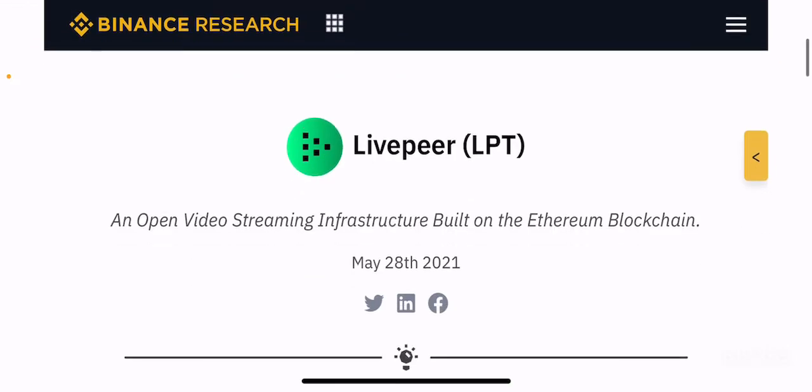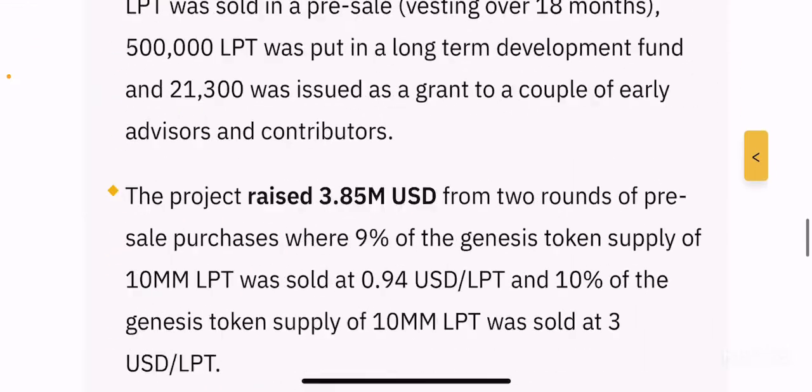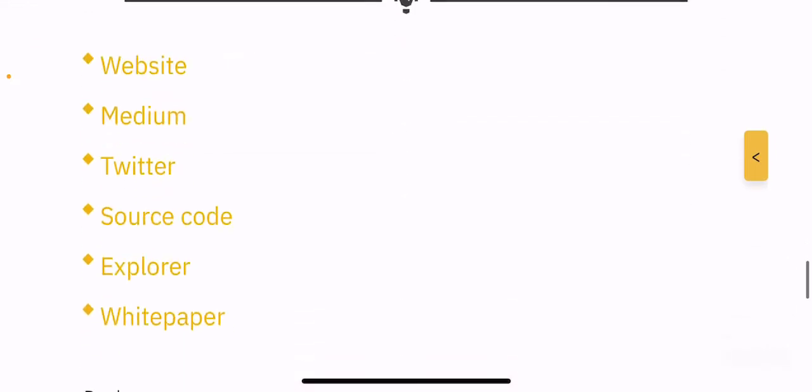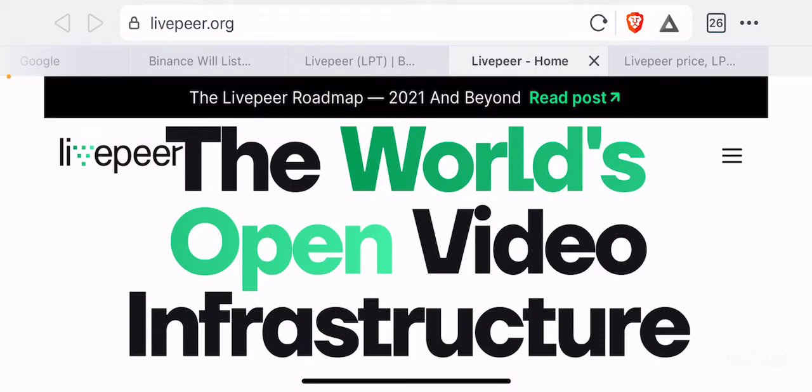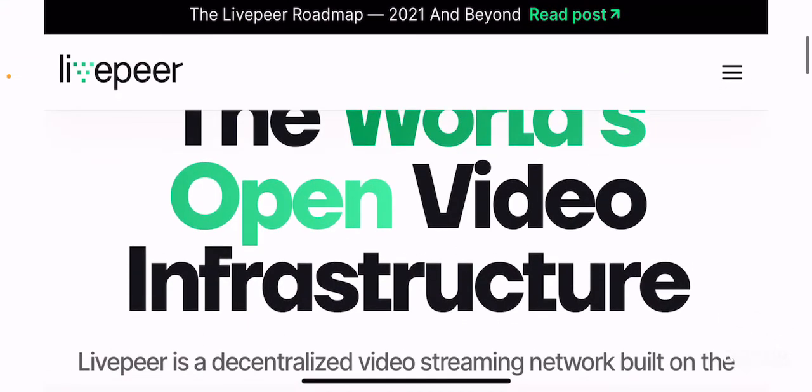And again, all the other information and links can be found at the bottom. You can also access their social media pages, including Twitter and Medium, in order to access other documents as well, right? So again, pretty interesting project indeed. So let's go to the website of Livepeer. If you guys want to go to the website, go to livepeer.org in order to access their information.